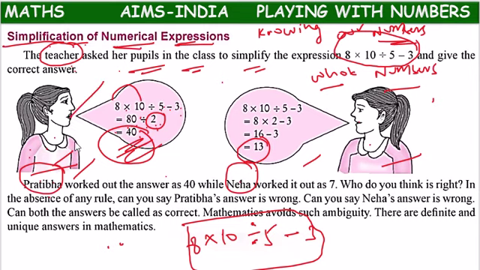According to her, she is correct. Multiplication, 8 10 times, 80, correct. 5 minus 3, 2, correct. 80 divided by 2, 40, also correct. According to this girl, 40 is the correct answer.